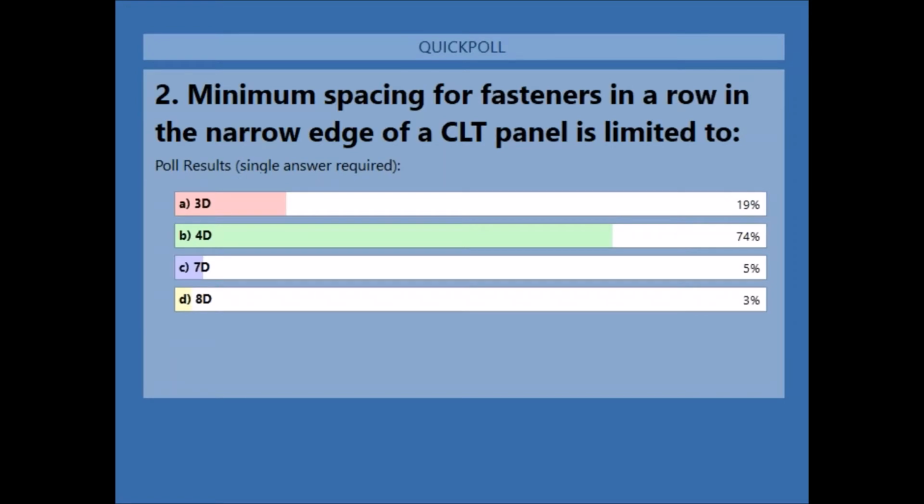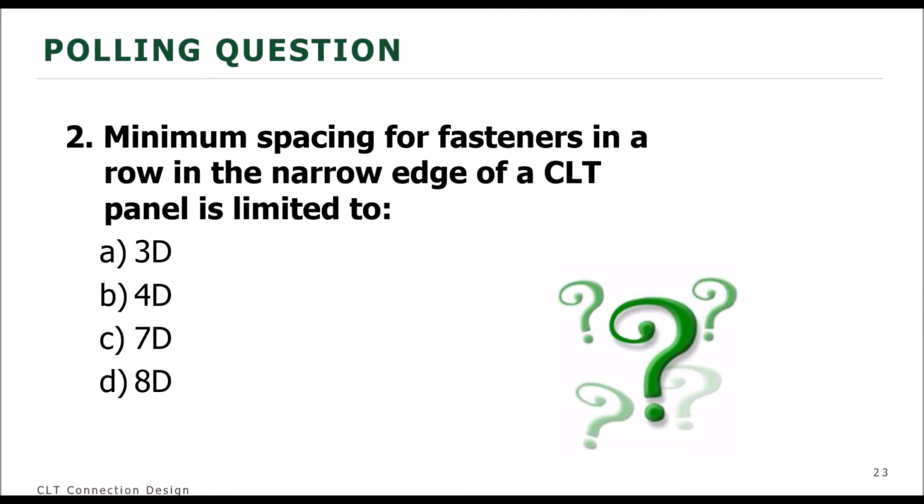Great, so it looks like about 19% said A, 74% said B, 5% said C, and 3% D. So let's take a look at the answer. The answer is 4D. That one wasn't one where we needed to be clever; we just had to look at the table. So, spacing for fasteners in a row, and again, that's for the narrow edge of a CLT panel. Those provisions wouldn't be in force if you're designing something through the wide face of the panel.